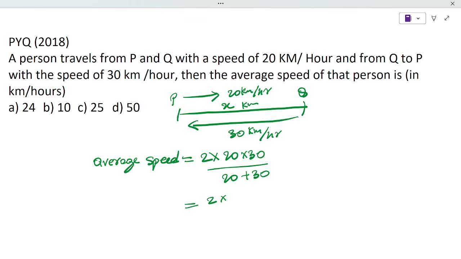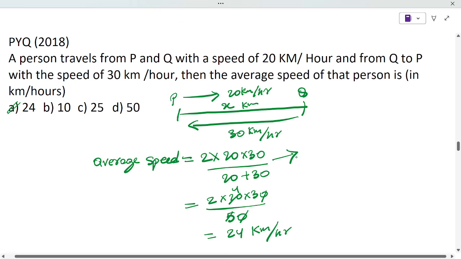So here, 2 into 20 into 30 divided by 50. We can solve it from here right away, but I'm just doing it this way. Cancelling 4 times, that means 24 km per hour. So 24 km per hour, A is the answer.